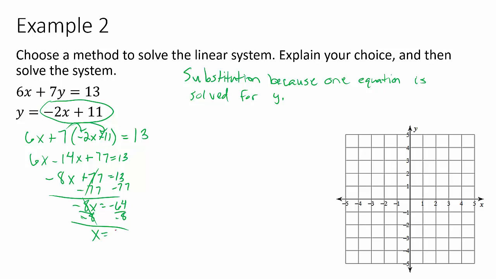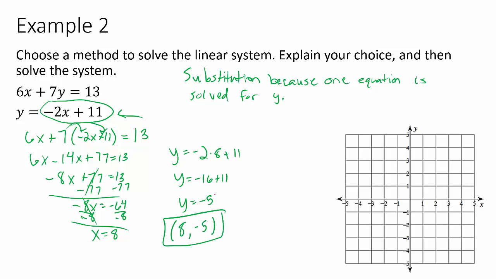X equals 8. Then I go back and plug back in. The best place to do that is right here where it's already solved for y. You can do it in the other equation. It'll just take you a little longer to solve. I get y equals negative 16 plus 11. So y equals negative 5. So my answer is 8 comma negative 5, which would not have fit on this graph that I provided. So good thing I didn't pick the graph.